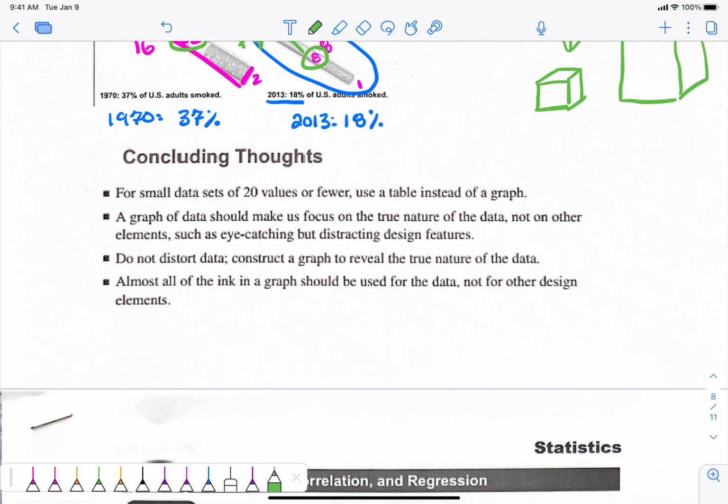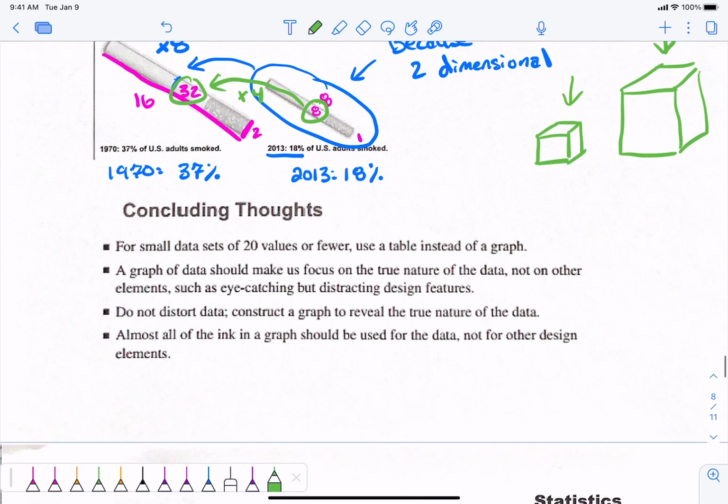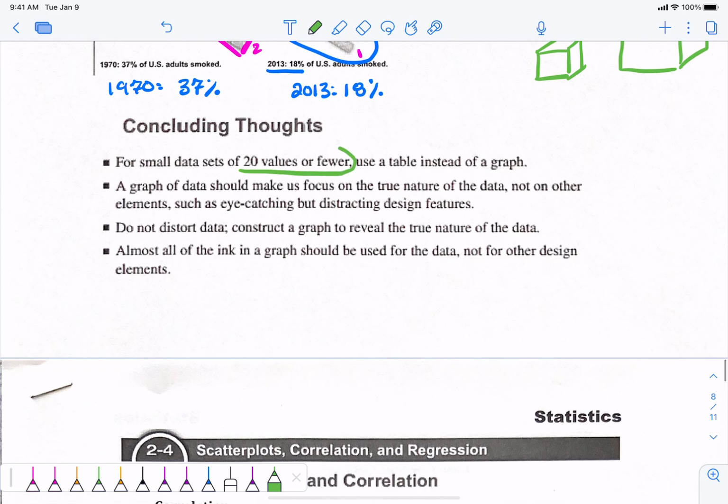Concluding thoughts. For small data sets, 20 values or fewer: if it has fewer than 20 values, don't put a graph to it. Just use a table. Don't use a graph. No graphs. If it's 20 data values or fewer, no graphs. We're going to kind of break that rule when we graph some of this data, because there's only 17 of you. So we're going to break it a little bit. But next week when I have you graph your pulse and that type of thing, just use a table instead of a graph if there's less than 20 people.